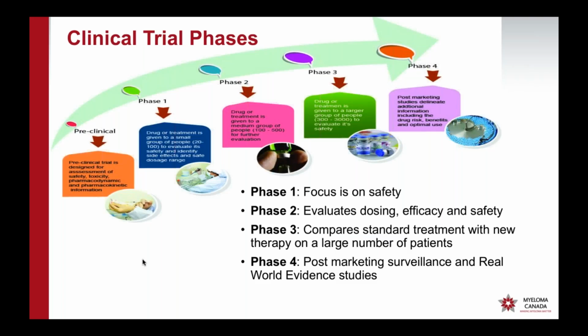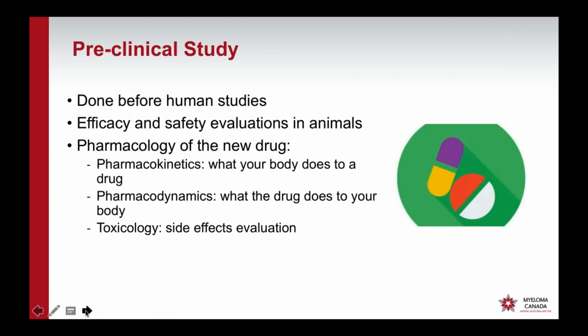There are many phases, as I mentioned earlier, and they focus on very different aspects. For example, phase 1 is on safety, then you look at doses, then dosing for a drug, and then you look at the efficacy, and then there are post-marketing research studies that are conducted once the drug is approved on the market. So let's look at the preclinical phase.